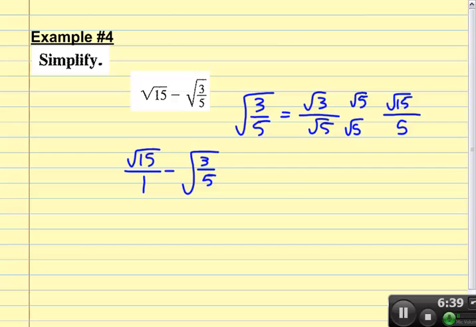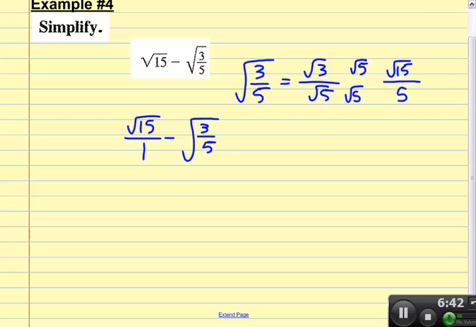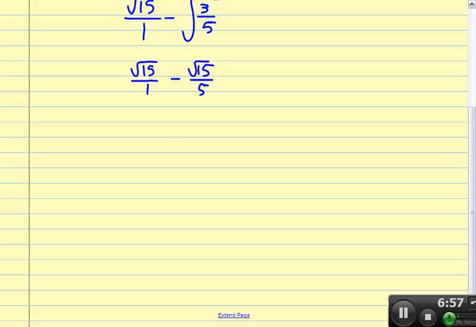Okay. That's interesting. So I've got root 15 over 1 minus root 15 over 5. But remember, I've got fractions here, so I've got to get a common denominator. And the common denominator between these two is 5, right? I'm going to put 5 on the bottom. Now, I don't change this one at all. It just stays root 15 over 5. But this one, I had to multiply the bottom by 5 and the top by 5. So now I've got 5 root 15.